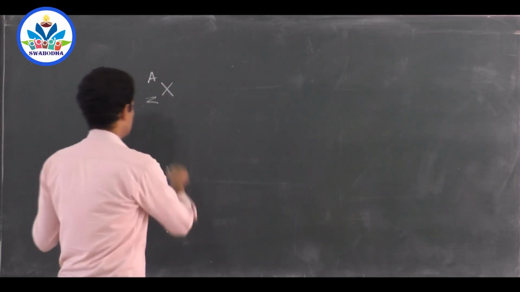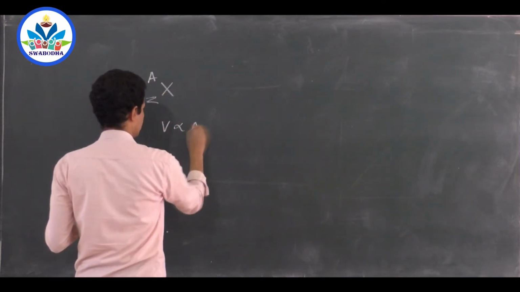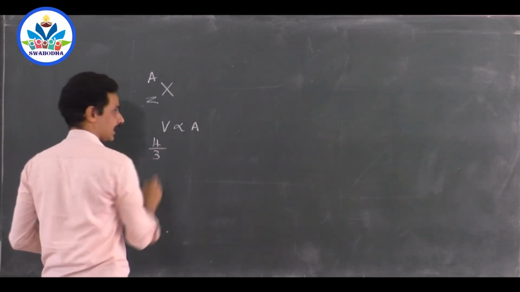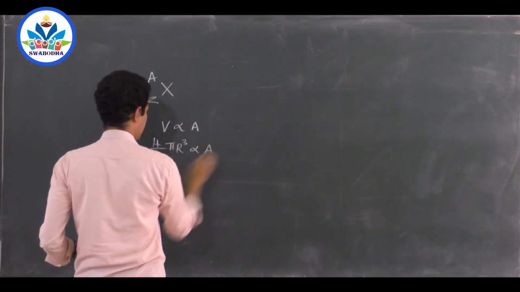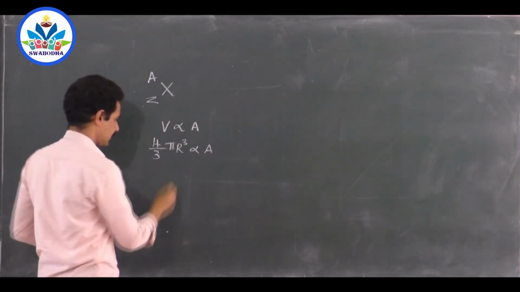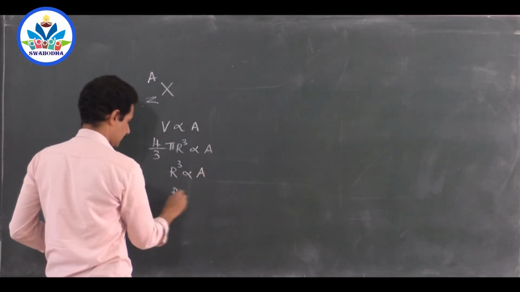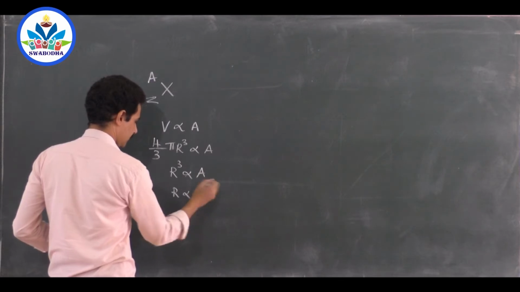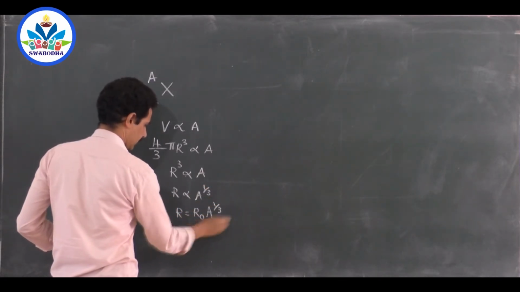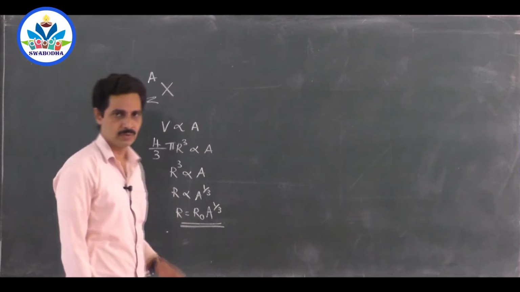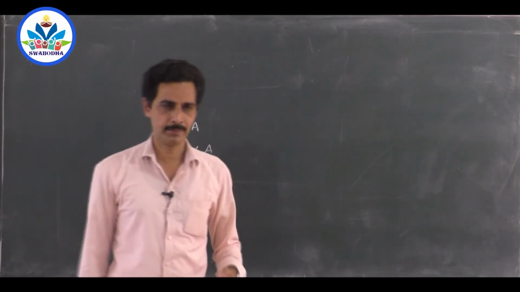And now suppose the volume of the nucleus is directly proportional to mass number. You know that the volume of a nucleus of radius r is 4/3 pi r cube, which is proportional to A. But 4/3 pi is a constant, so r cube must be proportional to mass number, or r is proportional to the cube root of mass number. R is equal to r naught, which is a constant, times A to the power 1/3. So this is the equation which gives you the radius of a nucleus, which is almost spherical in shape.